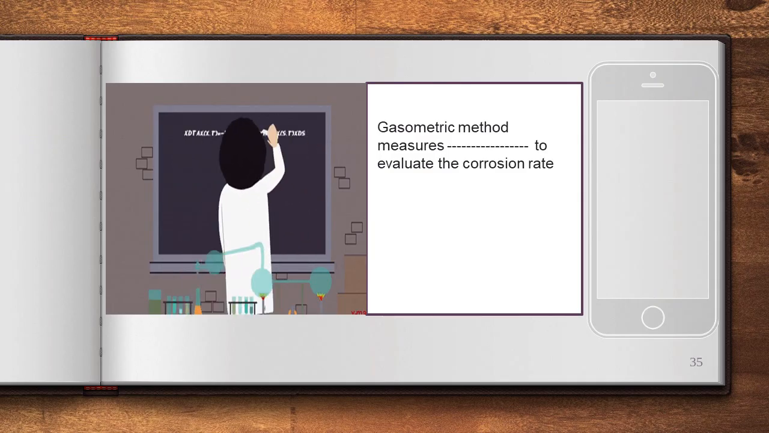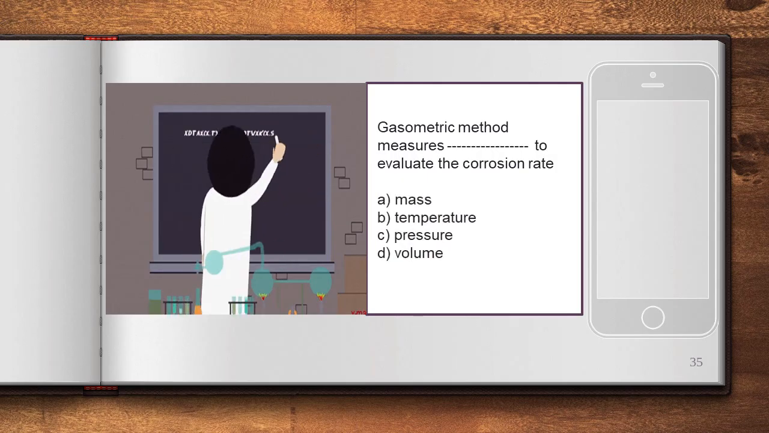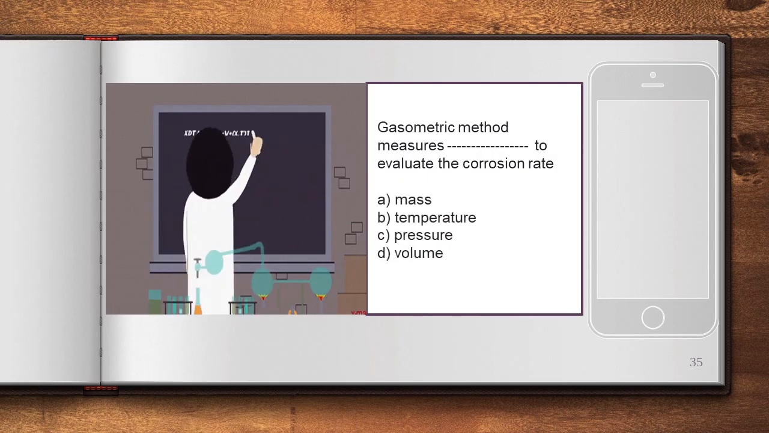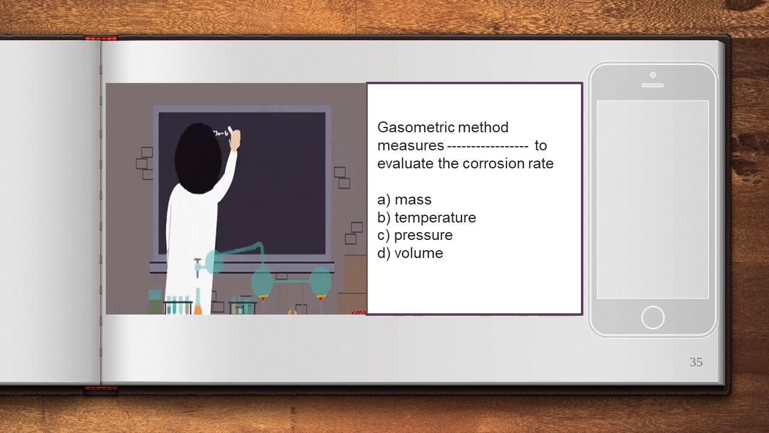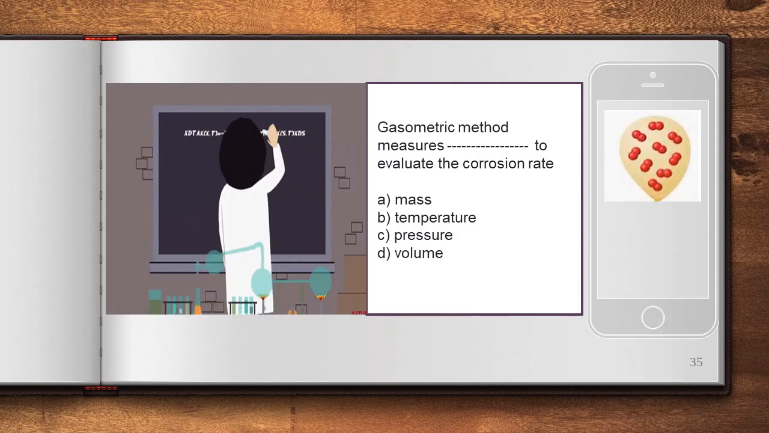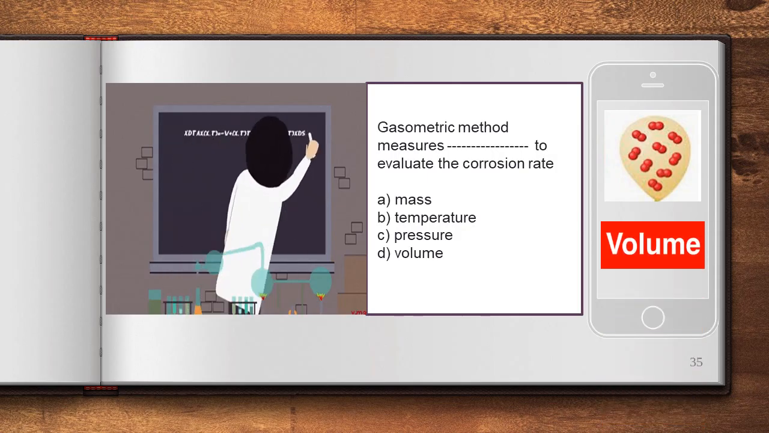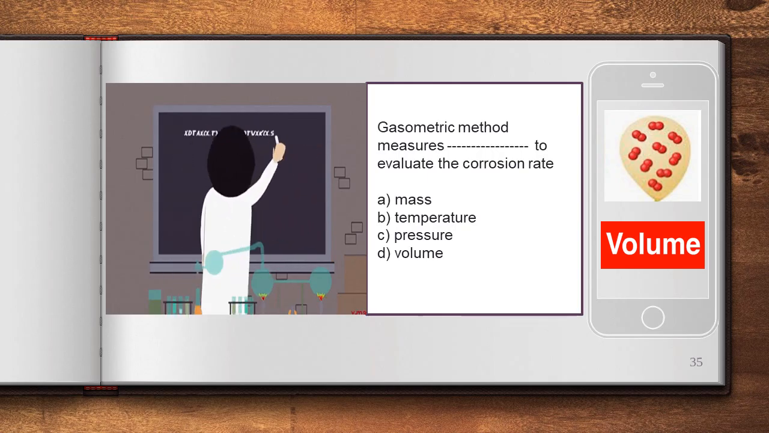Gasometric method measures dash to evaluate the corrosion rate. A. Mass, B. Temperature, C. Pressure, and D. Volume. In gasometric method, we know that hydrogen gas is evolved, so we measure the volume to evaluate the corrosion rate.